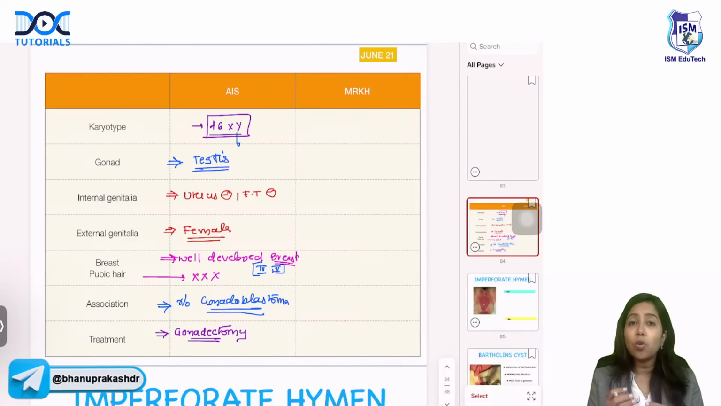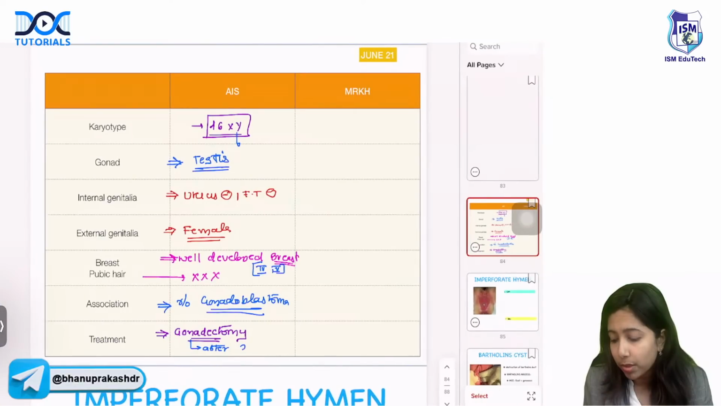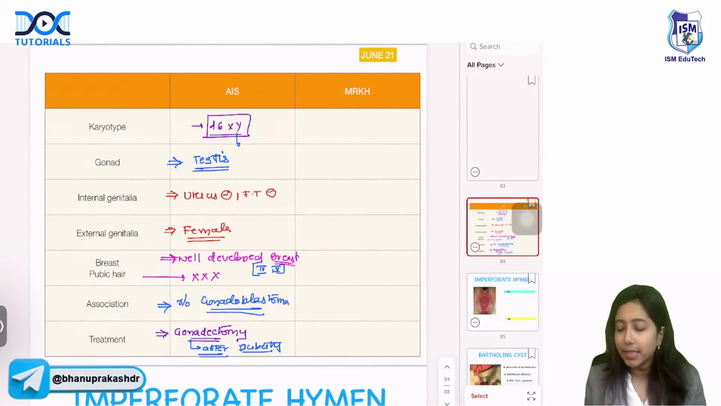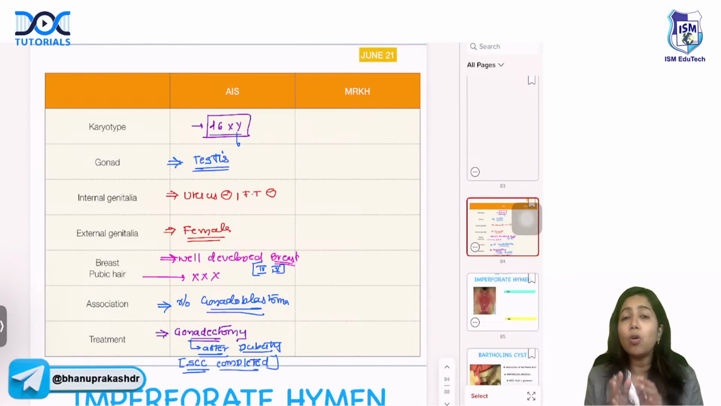Why is it so? These gonads produce hormones which are required for the secondary sexual development. So I want those changes to be completed. After that period of time, we can go for a gonadectomy. So gonadectomy is performed after the development of puberty, that is, after the secondary sexual characters are completed. After all the secondary sexual characters are completely developed, then we go for gonadectomy.